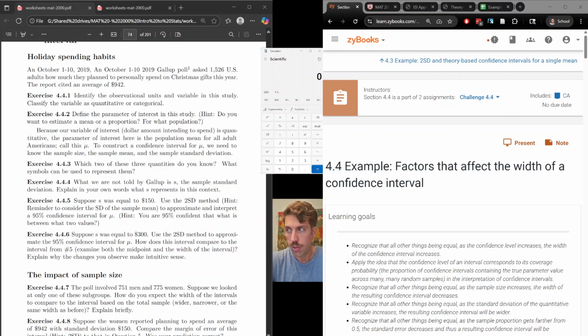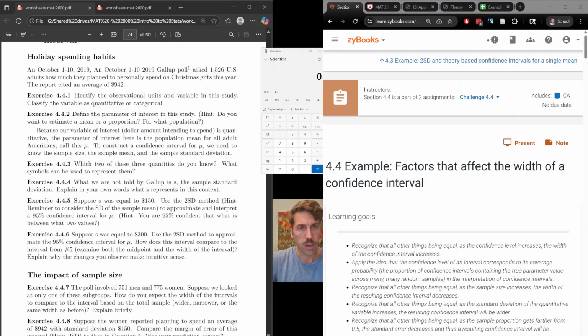A good thing to think about before you just define the parameter of interest is: is this a mean or is it a proportion? And for what population? Okay, number 3. Which two of these 3 quantities do you know? So first, let's back up.